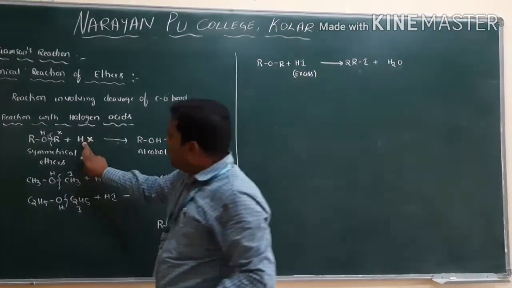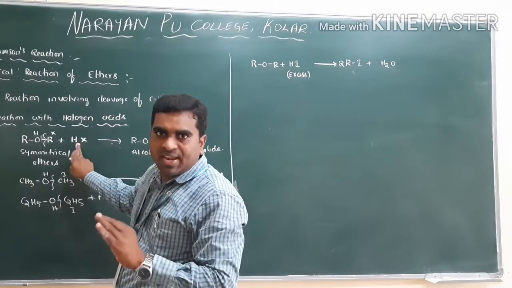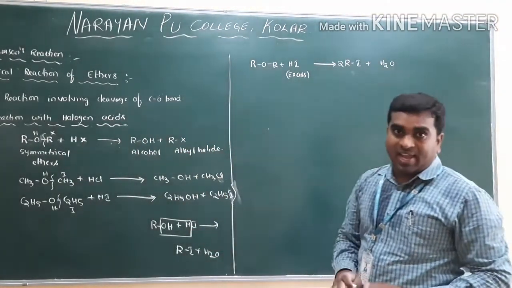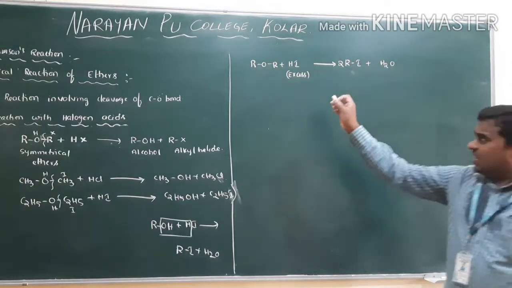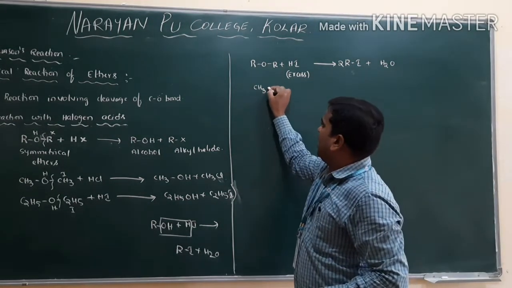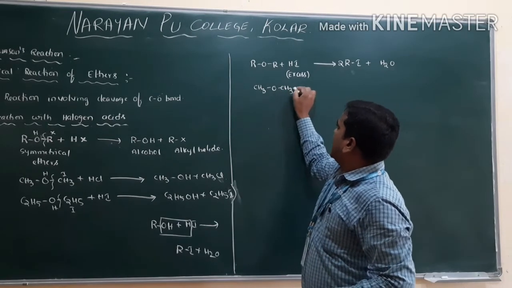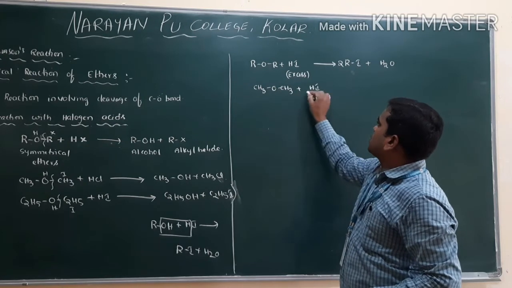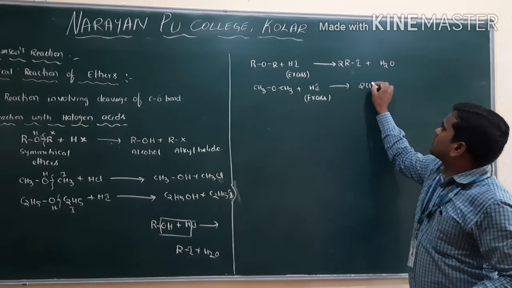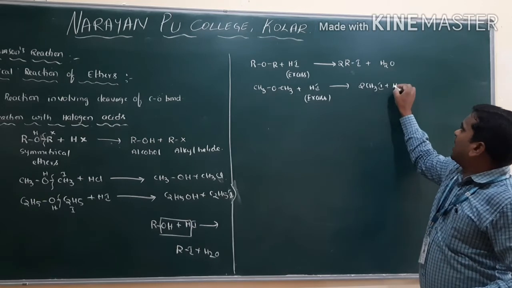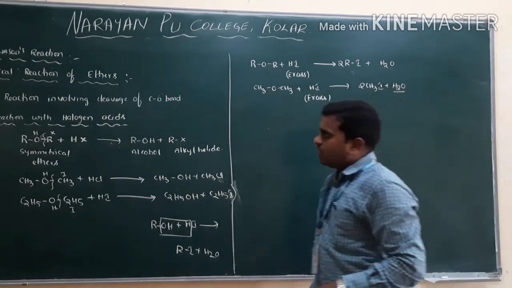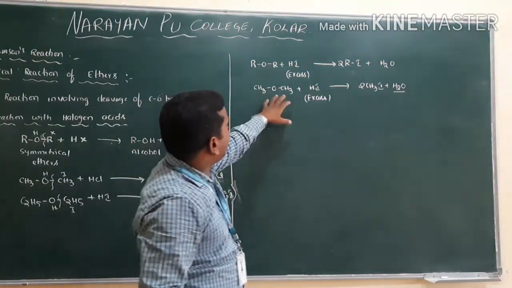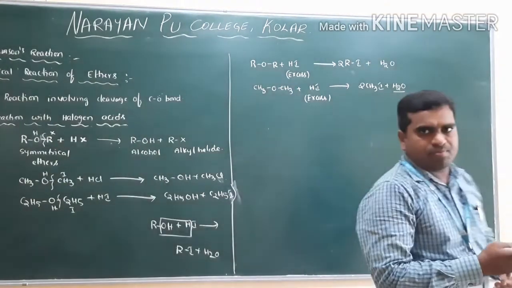If they give a limited amount of HX, and don't mention excess, then one product is alcohol and another one is alkyl halide. Clear? Simplify it, for example, CH3 O CH3 plus HI. If they mention excess or sometimes 2 moles, then you will get 2 moles of CH3I plus H2O. So when symmetrical ethers are there, you can break the bond anywhere and add the HI.